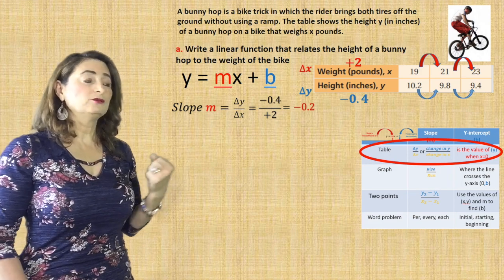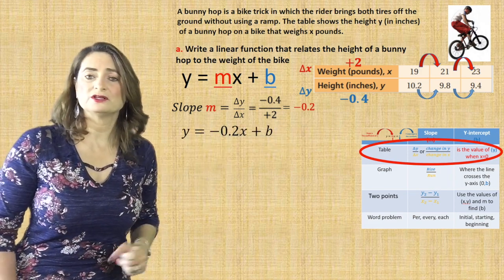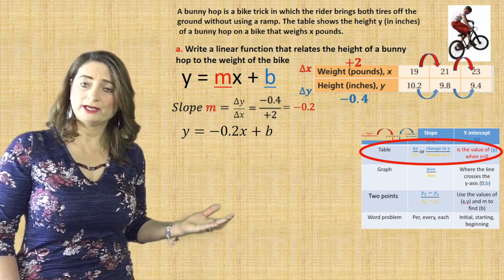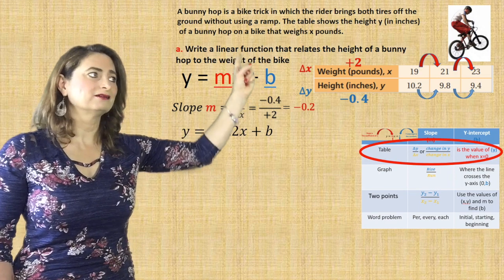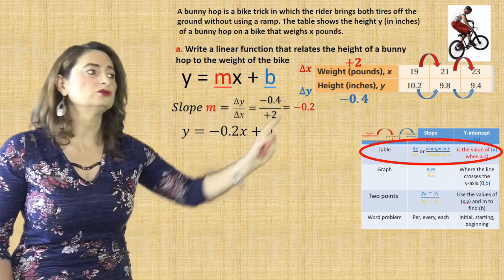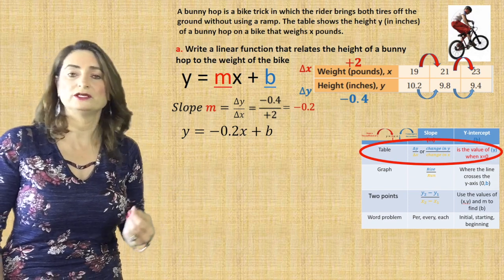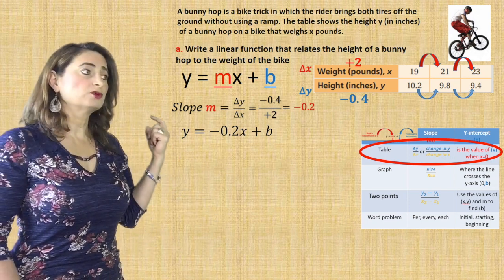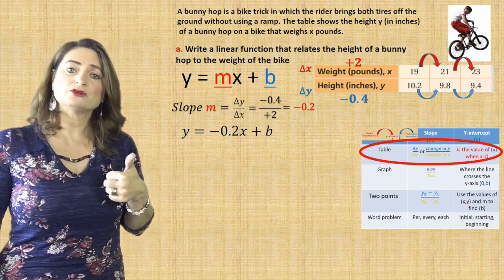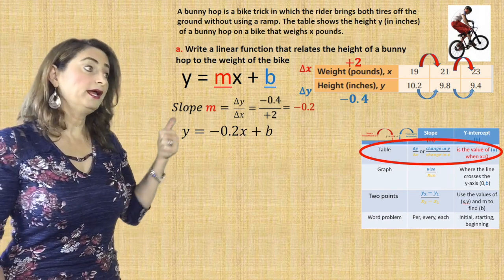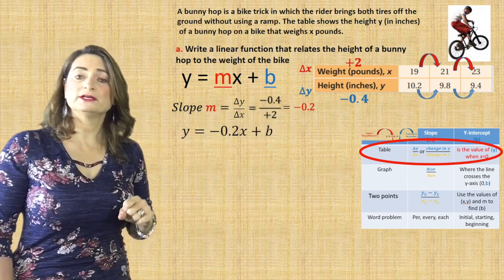Now I need to find the y-intercept. The y-intercept is the value of y when x equals 0. Do I have the value of y when x equals 0? They didn't give me that. And I'm not going to keep going back with the weight until I get to 0 to know what the height will be. So there's an easier, faster way to do that, which is to write the equation, replace what you know, and I know the slope, negative 0.2, and I know what x and y are using one of the coordinates from the table.